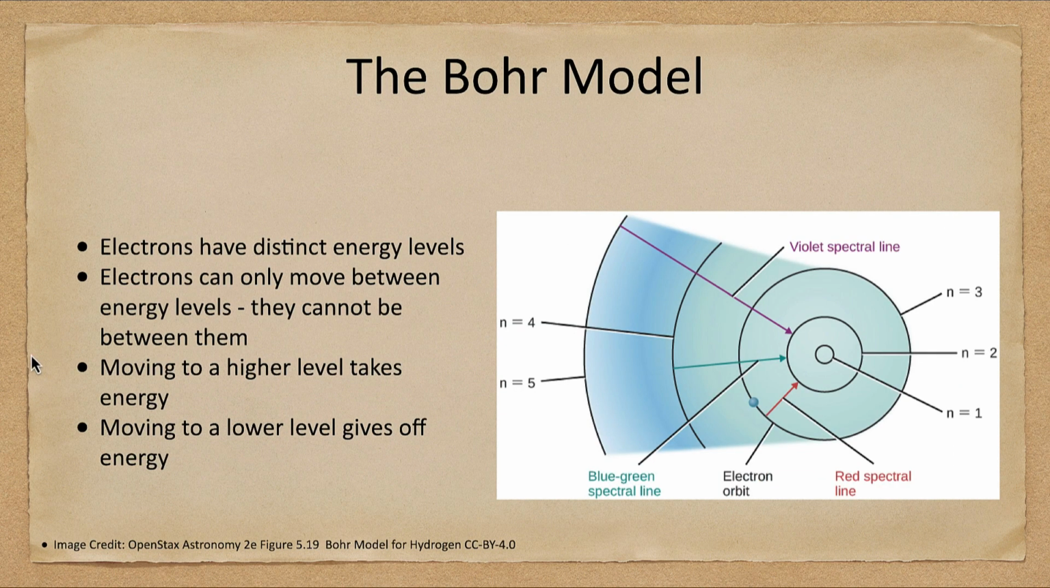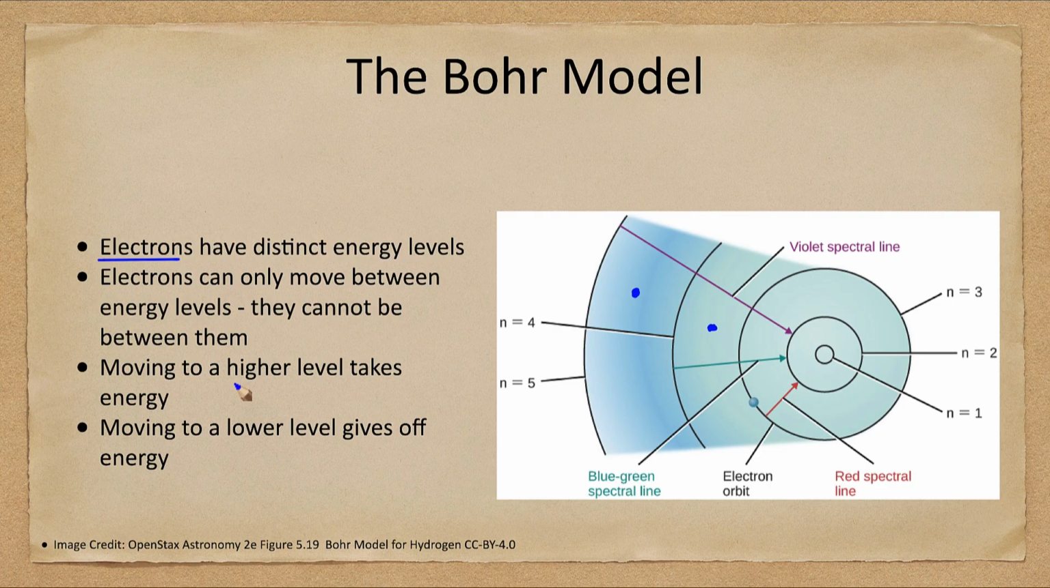Now let's look at the Bohr model. And here is the Bohr model for hydrogen. In the Bohr model, electrons have distinct energy levels, and they can only move between the energy levels. They cannot be between them. So an electron can move in any of the arrows that we see here, but we could not have an electron existing in between the levels any place. That will not happen.